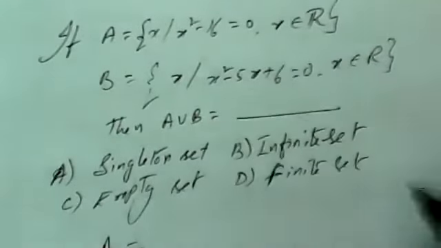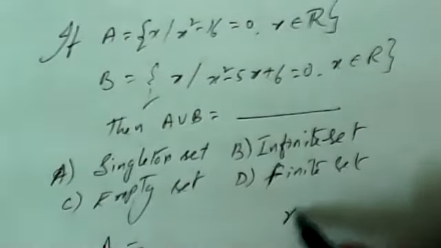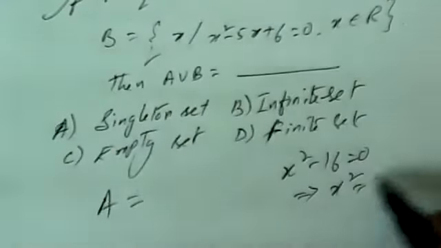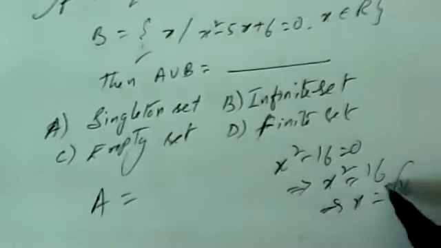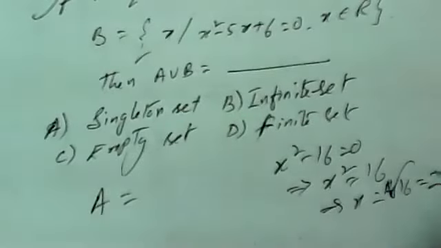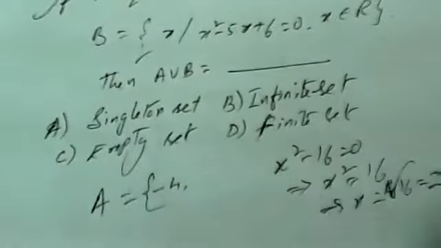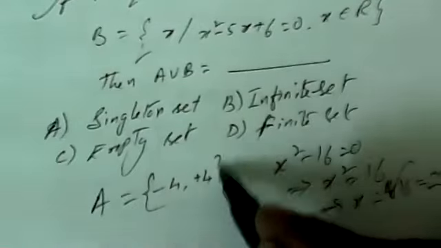A is equal to, so how do you find this? We solve for this x square minus 16. X square minus 16 is equal to 0 implies x square is equal to 16 implies x is equal to root of 16. So what do you get? Plus or minus 4, plus 4 or minus 4, because these are real numbers. So set A contains minus 4 and plus 4. There is no need to put a plus on 4, but it makes no difference if you do.